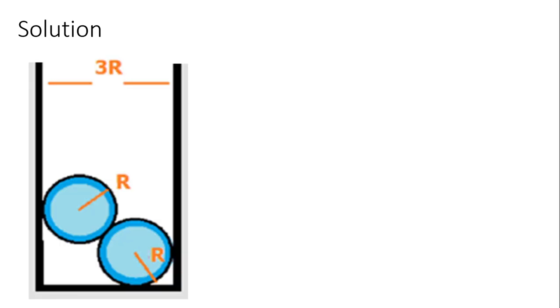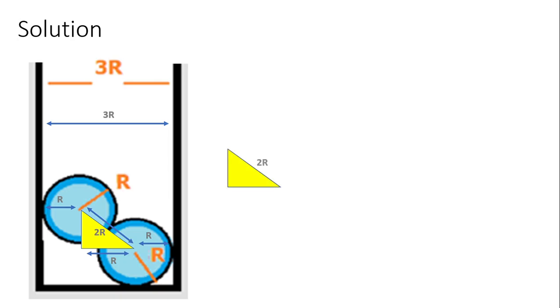Okay, first of all, we sketch the diagram. This is R, this is R, and this is 3R. In the middle we get R also, and the diameter, or two radii, in here. So we get the triangle. The yellow triangle really helps us. This kind of triangle, using Pythagoras again, gives us theta. This triangle will help us.